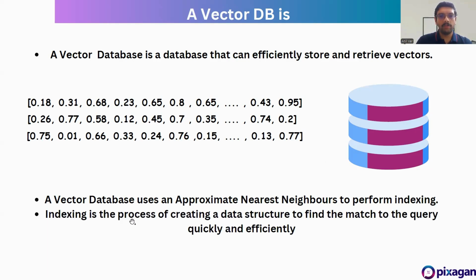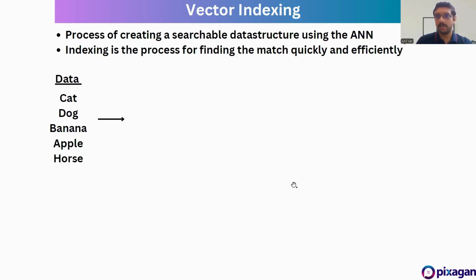For a database, indexing is the process of creating a data structure to allow you to quickly query the database, right? Conventional databases have their own techniques. A vector database uses approximate nearest neighbors, typically the HNSW algorithm, right?